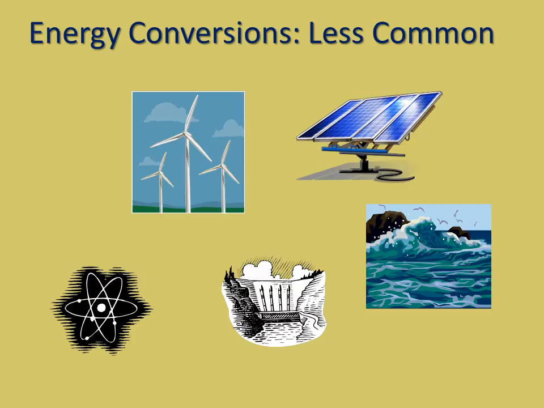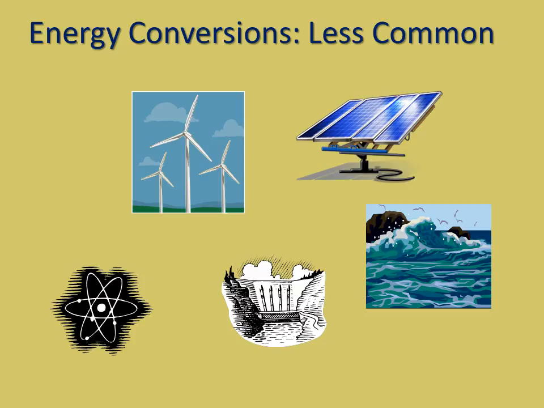On the upper right we have a photovoltaic panel. Photovoltaic technology takes radiant energy from the sun, and converts it directly into electrical energy. And we are seeing more and more of those technologies being deployed within the United States and globally as well.